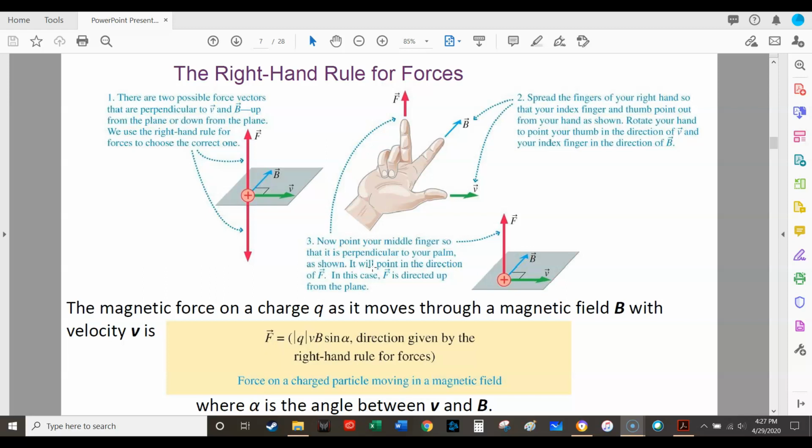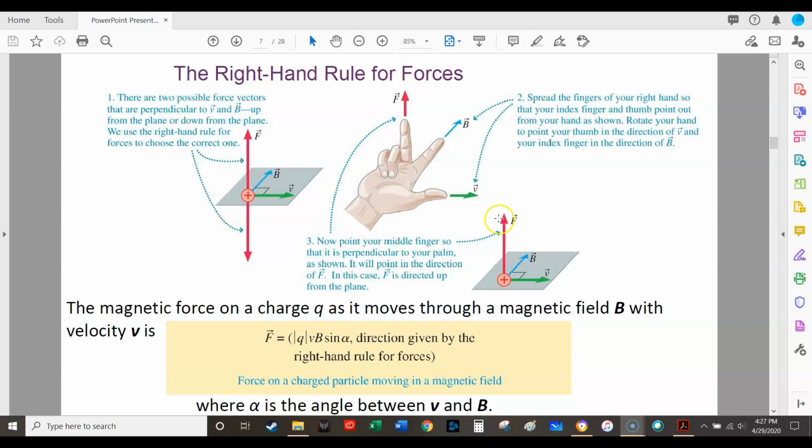Your index finger is representing the direction of the magnetic field. So the magnetic field line is pointed up, or point your thumb in the direction that north is pointed. That is the direction of the magnetic field. Okay? And then your middle finger, popping up, or I like to keep my hand open, and the direction that my palm is pointed is the direction of the magnetic force.